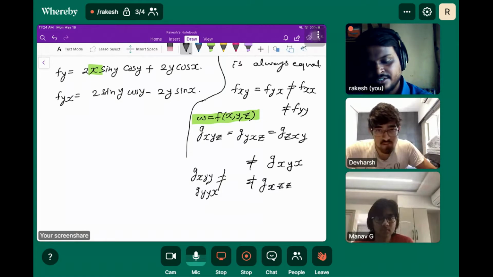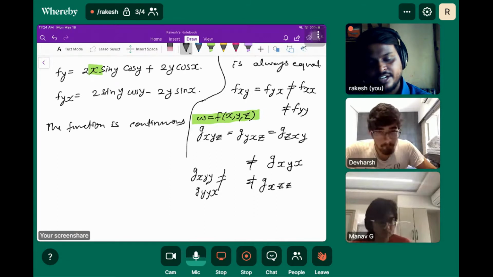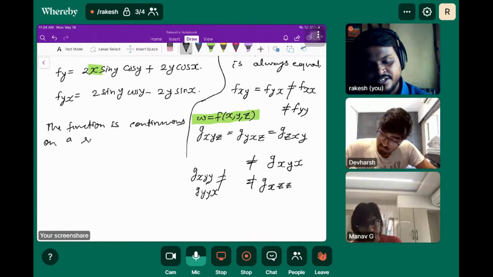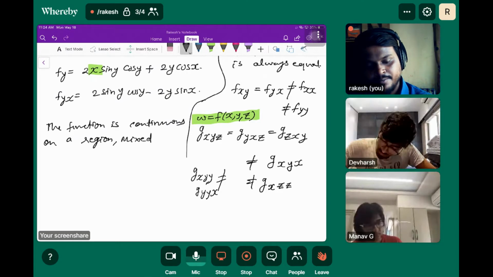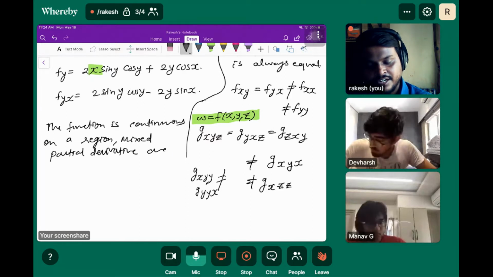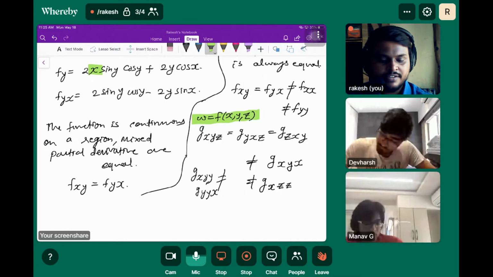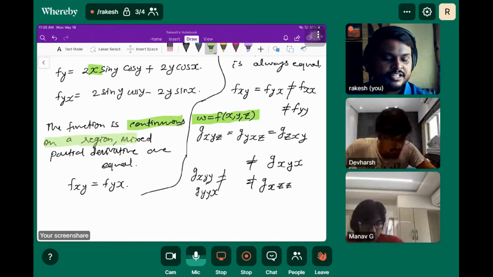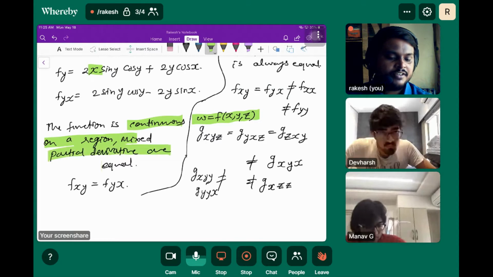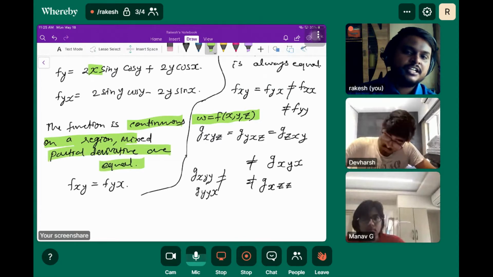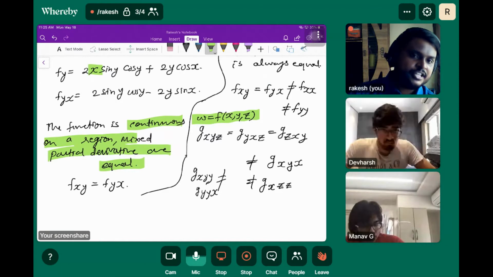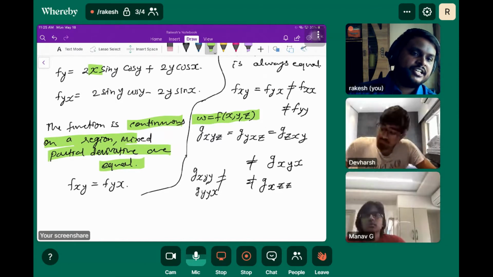I can tell you this without doing anything because the function is continuous. If the function is continuous on a region, the mixed partial derivatives are equal, which means f_xy is equal to f_yx. So if the function is continuous on a region, mixed partial derivatives are equal.